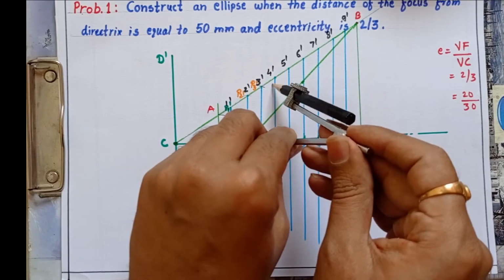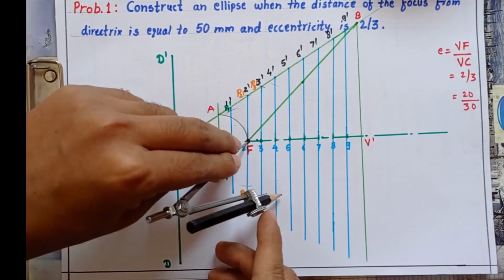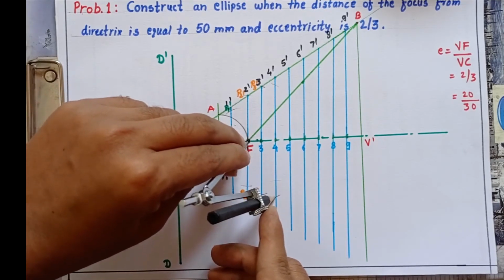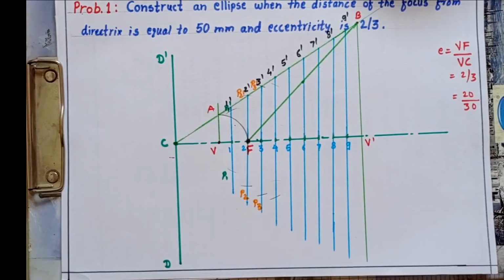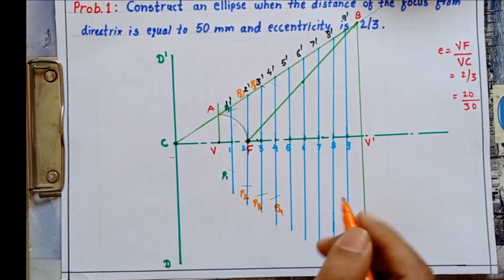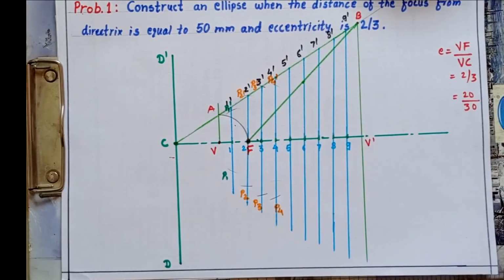Similarly, carry the distance equal to 4 dash in your compass, with again F as a center, cut the line passing through the points 4 and 4 dash in upper as well as in its lower side. Name those further points as P4 and P4 dash.